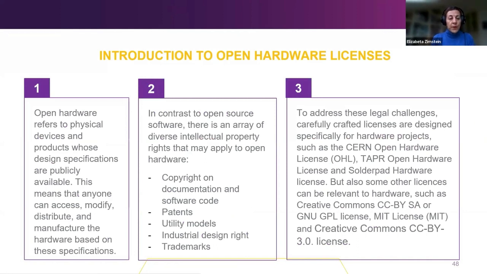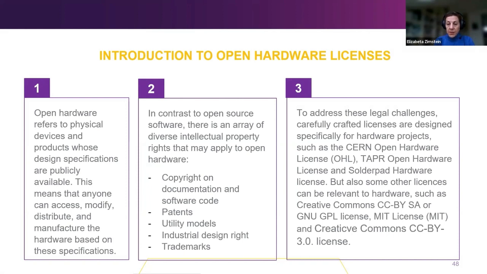Open hardware refers to physical devices and products whose design specifications are publicly available. This means that anyone can access, modify, distribute, and manufacture the hardware based on these specifications. In contrast to open source software, there is a bundle of diverse intellectual property rights that may apply to open hardware, such as copyright, patents, utility model right, industrial design right, and trademarks.